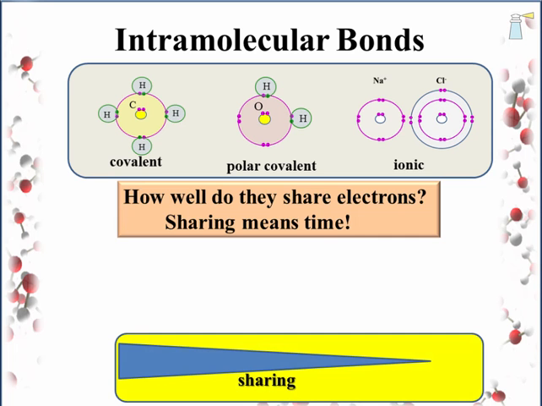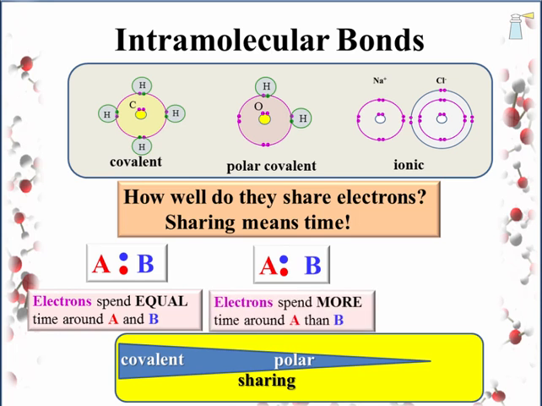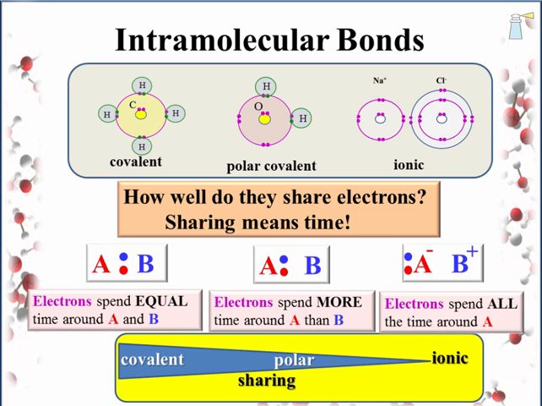Using a graphical representation of sharing between hypothetical atoms A and B, in a covalent bond, electrons spend equal time or near equal time around atom A and B. In polar bonds, the sharing is less equal. Electrons spend more time around atom A than B. This uneven distribution gives rise to a dipole which can participate in intermolecular bonding. And for ionic bonding, there is no sharing. Electrons spend all their time around atom A. The transfer of electrons from B to A causes the formation of ions. The charged ion is a potent player in intermolecular bonding.